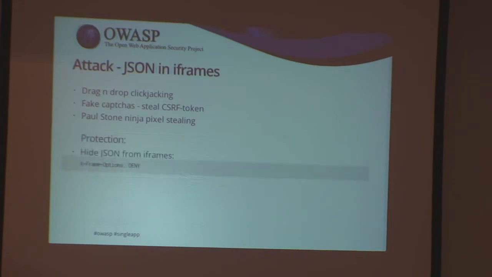So protection, well, we can say JSON is not allowed to be shown in iframes by using X-Frame-Options, or we could use what I said earlier about using Content-Disposition attachment filename. So it won't show in an iframe, it will pop a download dialog instead.